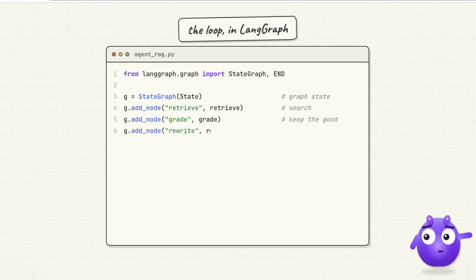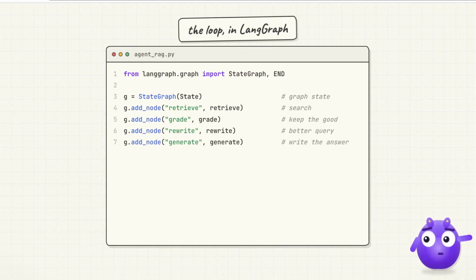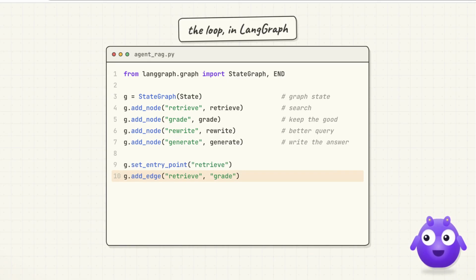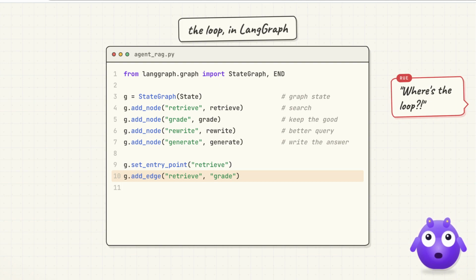So, how do you actually build this? With LangGraph, it's almost boringly clean. Every step becomes a node on a graph: retrieve, grade, rewrite, generate. The four jobs we already know, each one a node. Then you wire them up. Start at retrieve. Retrieve flows into grade. So far, it's just a straight line.